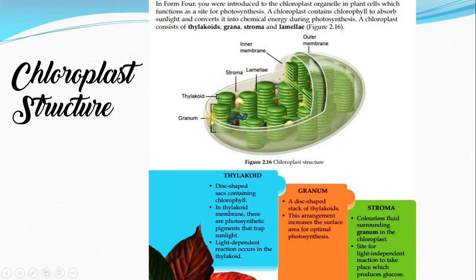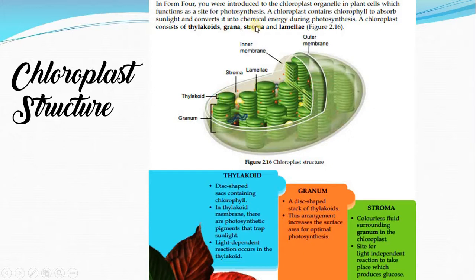Then this is the granum. Granum is singular, grana is plural. So all of these are grana, and one here is a granum. What is a granum? A disc-shaped stack of thylakoid. This arrangement increases the surface area for optimal photosynthesis.